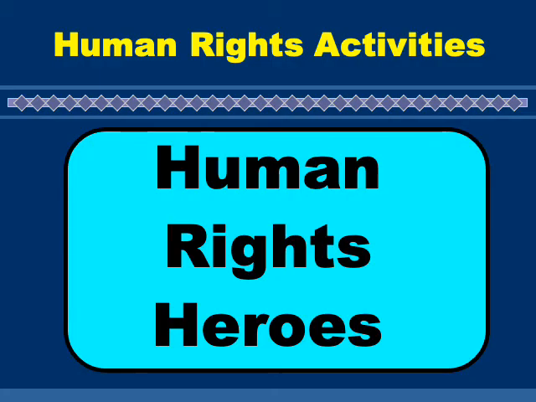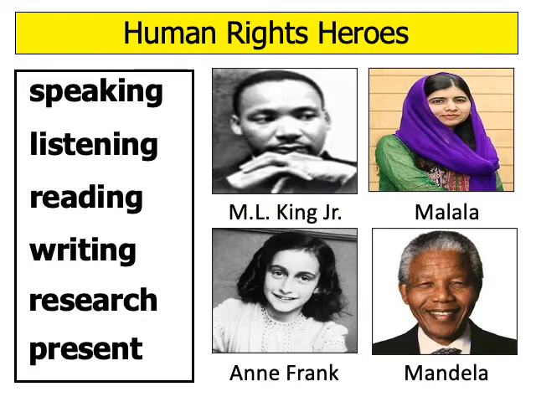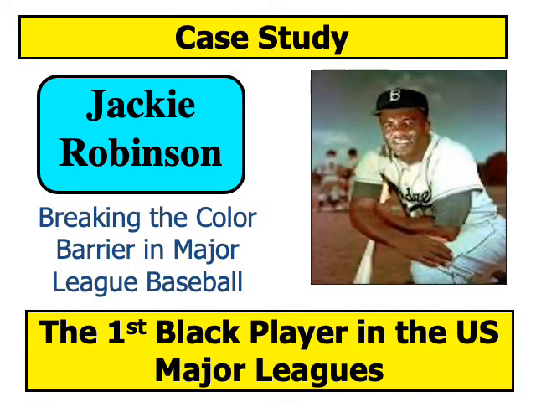Finally, getting down to the end, human rights heroes, inspiring students. Definitely try to find human rights heroes for students to profile, research, discuss, to practice their speaking, listening, reading, writing, research, and presentation skills, with Malala and Nelson Mandela and so on. I like to pick up 1 or 2 cases and in detail look through these. One I might work with is Jackie Robinson, breaking the color barrier, the first black player in the American Major League Baseball.